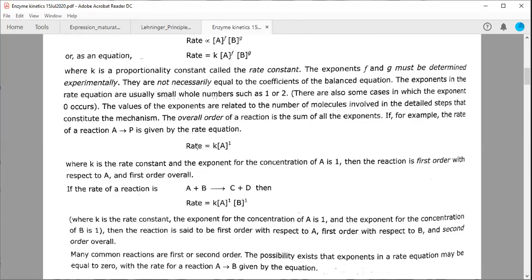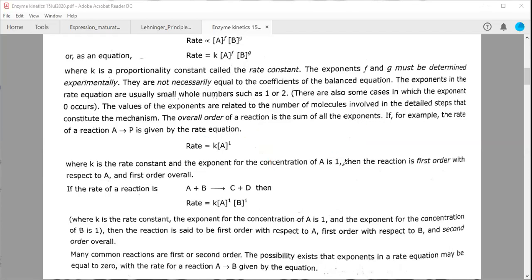Suppose there is a reaction where you have only one substrate, A, and it is getting converted into product P. I'm writing this equation. So what will you write? The rate of reaction will simply be the concentration of A, because the coefficient is 1. So you will put 1 as its power, and you will remove the proportionality sign and put a constant K here. Okay, so it's very simple.